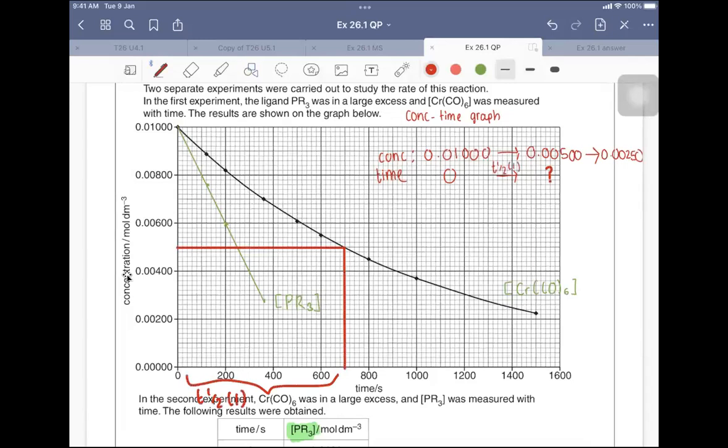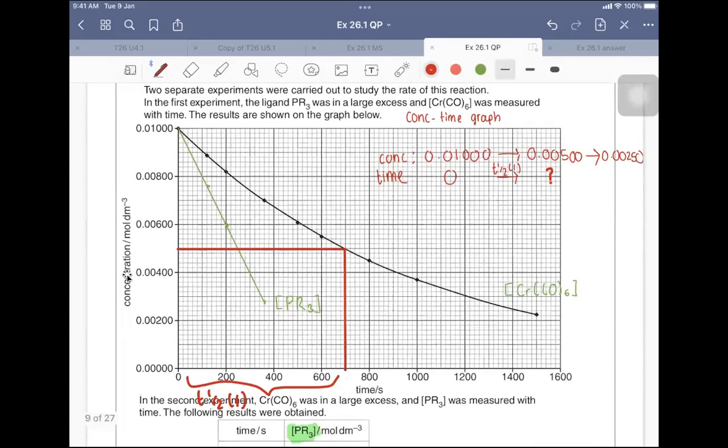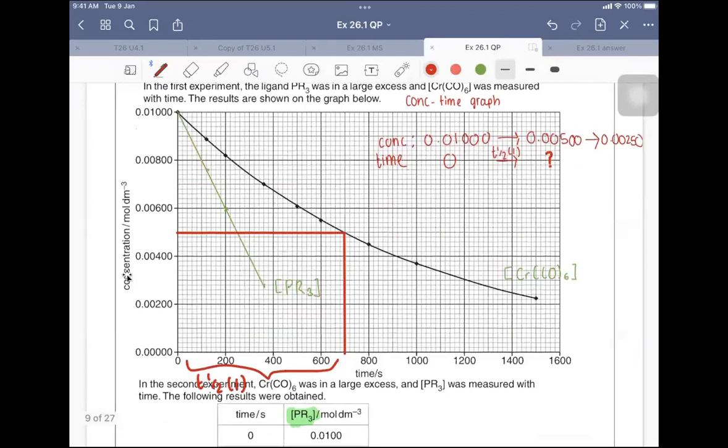If you want to confirm that the half-life is constant or increasing or decreasing, then you will need at least 2 half-lives. Okay, so the other time that you need to take is at 0.00250, which is somewhere here.